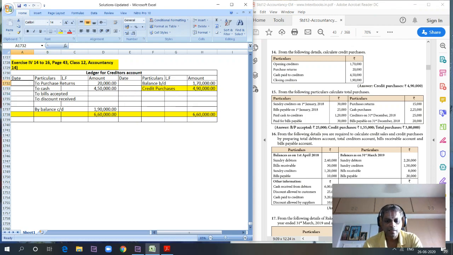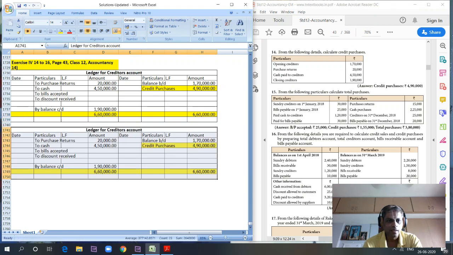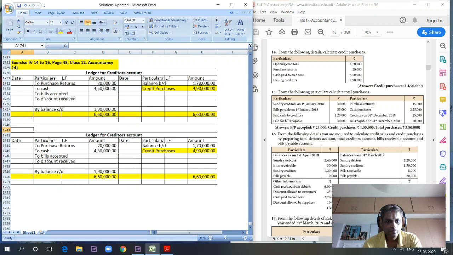Let's get into the next one. Hope this is clear, right? Let's get into the next one. I'm copying the format again for reference. Question number 15: from the following particulars, calculate total purchases.